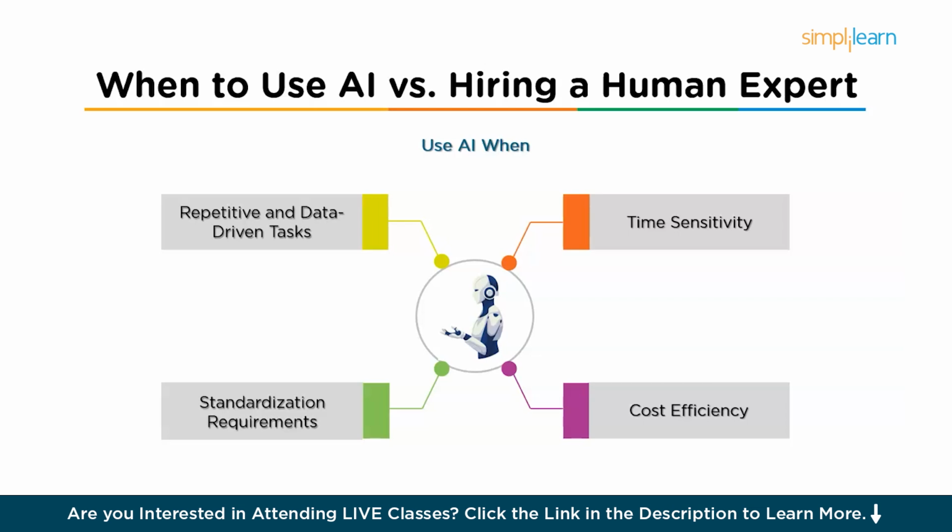So this is ideal for tasks like real-time recommendation, 24/7 customer support, and content generation at scale. Also, cost efficiency is key. So for tasks like generating large volumes of standard content, AI is often much cheaper than hiring multiple human workers. Also, where standardization is required. So AI is perfect for tasks that require uniformity, like generating standard emails, filling out forms, or processing invoices.